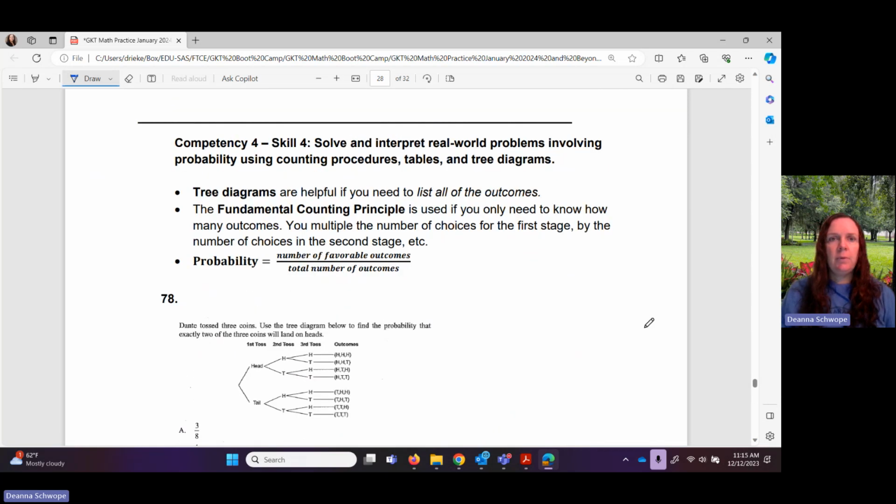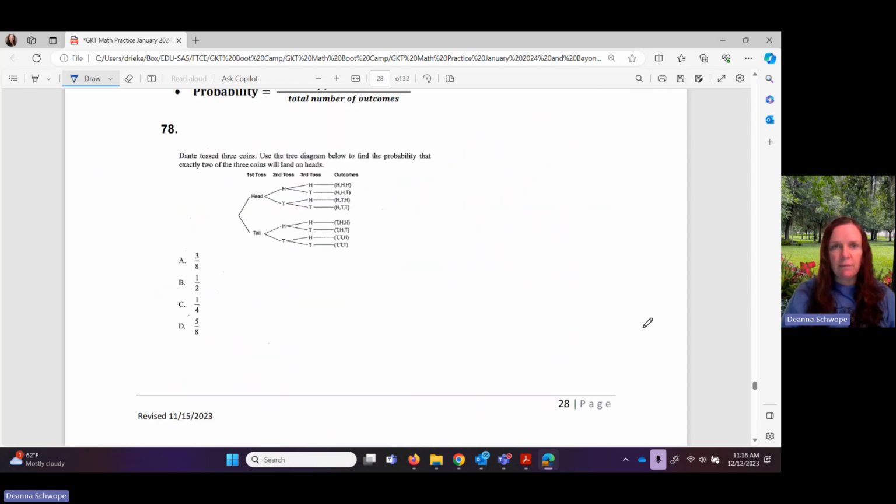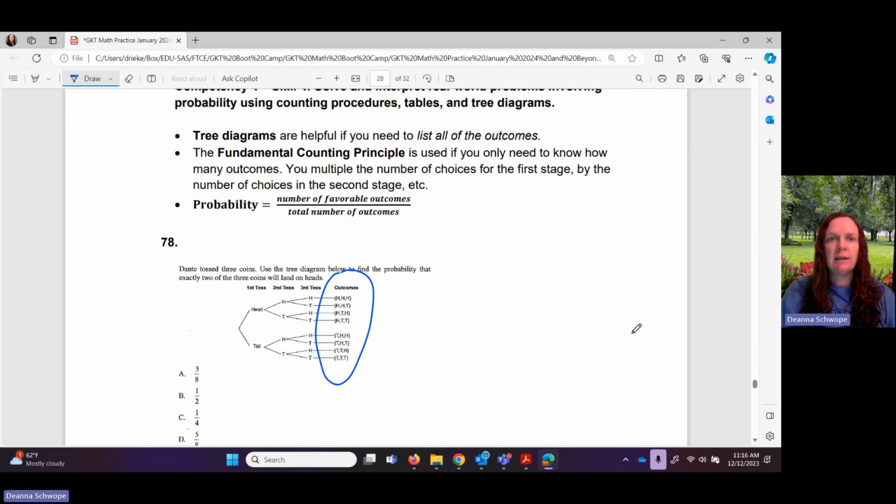All right, competency 4 skill 4: solve and interpret real world problems involving probability using counting procedures, tables, and tree diagrams. So just some vocabulary. Tree diagrams are helpful if you need to list all the outcomes. So like number 78, this is a tree diagram. Dante tossed 3 coins, use this diagram to find the probability that exactly 2 will land on heads. So we notice that it's helpful because it shows us how many outcomes there are. And you can then analyze the outcomes. And we'll get to that in just a second.